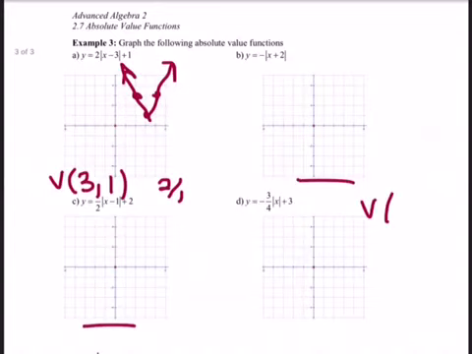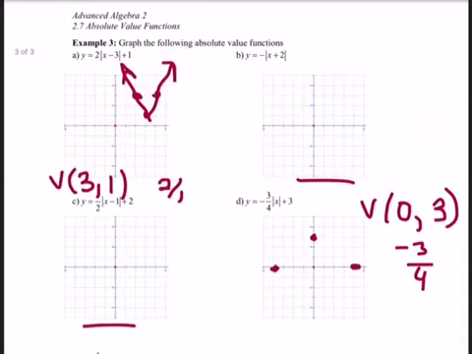So the vertex for D, there is no h, so it's 0, and k is 3. So my vertex is at 0, 3. My slope is negative 3/4. Now the negative's out in front, so that means I make either the 3 or the 4 negative, not both. So if I put it on the 3, that means I'm going to go down 1, 2, 3, and to the right 1, 2, 3, 4. And I'm going to go down 3 and to the left 4, 1, 2, 3, 4. Okay, so I want you to do B and C, make the graphs for yourself. It'll ask you on here what the vertex is, but then make the graph using your slope.